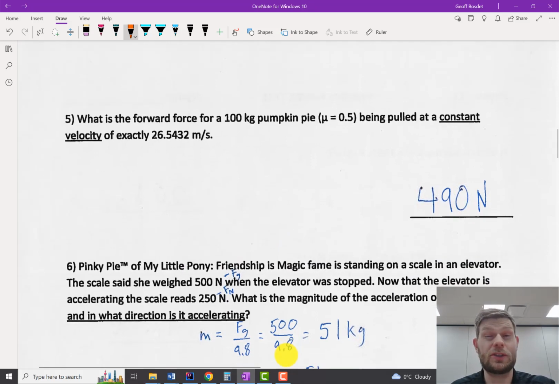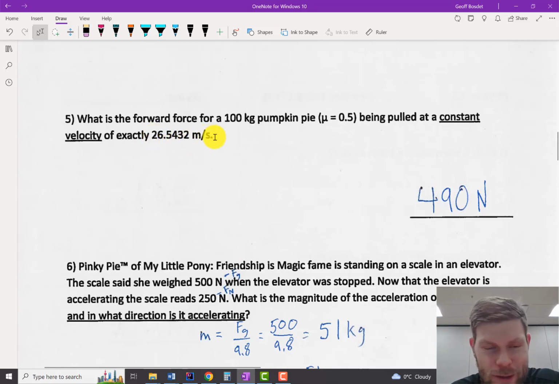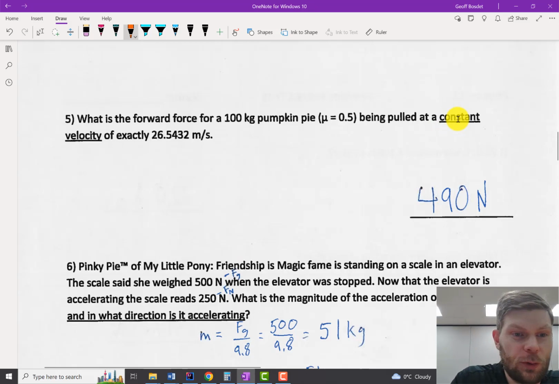Next one, almost exactly the same, because I really want you to know this. I even underlined constant velocity here. I again try to troll you with this 26.5432, which totally doesn't matter at all, because the only thing we care about is the fact that constant velocity, so all our forces have to cancel.